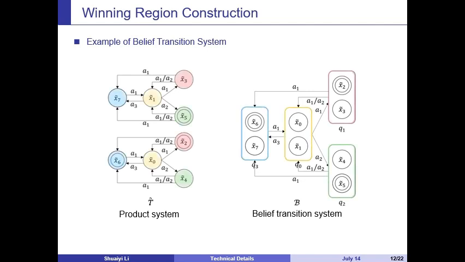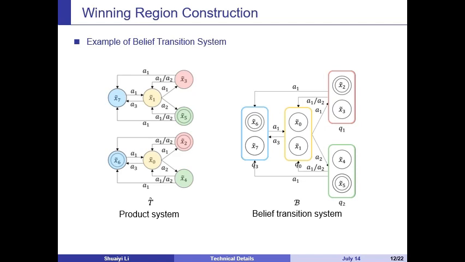Here is a product system. States marked with the same color have the same observation. X2, X5, and X6 are the accepting states. The initial states are X0 and X1, and the controller cannot distinguish them because they have the same observation. So this transfers into belief state Q0, and so on for the other belief states.